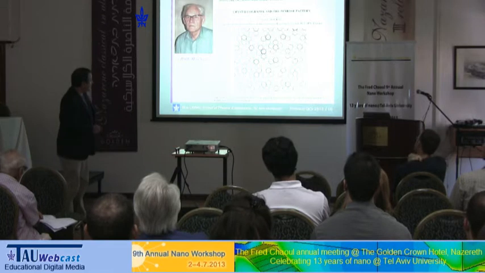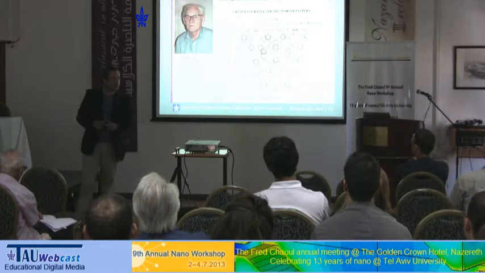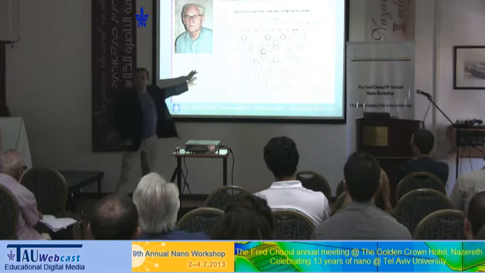Now, what he did is he took these circles and positioned them at the vertices of the Penrose tiling. This is what you're seeing here. It's an image from the paper.